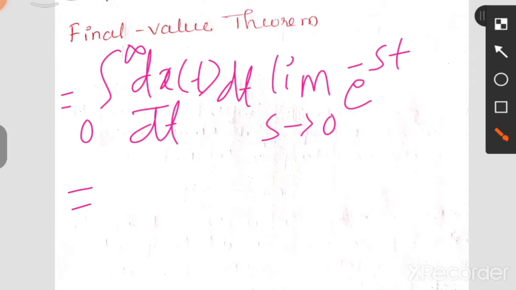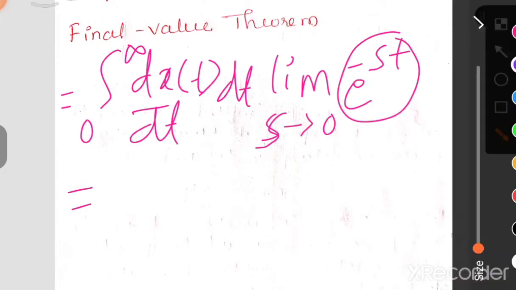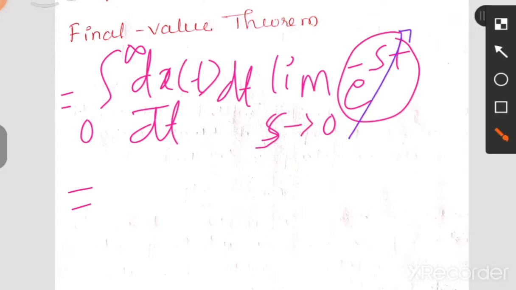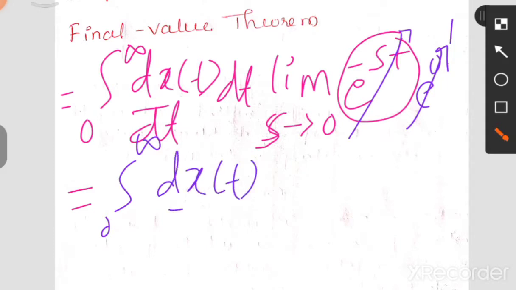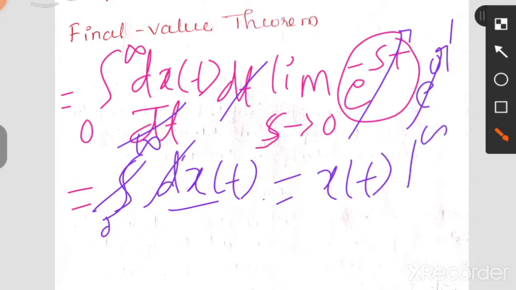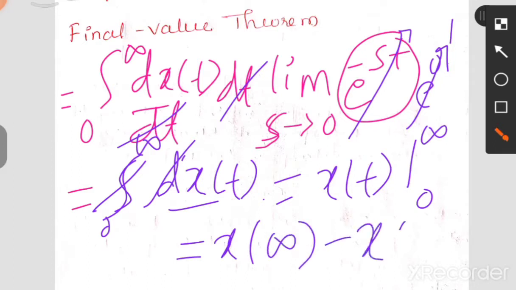Tell me, if you substitute the limit where s is equal to 0 in this part, it will be e raised to 0. What is the value of e raised to 0? It is 1. Then this integration of 0 to infinity dx of t by dt, it cancels, and then into 1. So when integration and differentiation cancel, it will be x of t. Substitute the upper limit and lower limit. First substitute the upper limit, that is x of infinity, minus the lower limit x of 0.